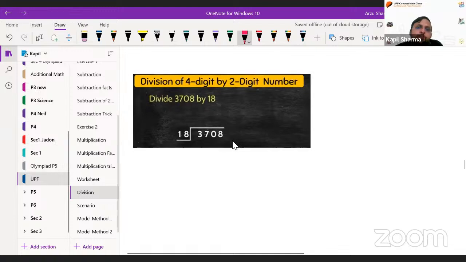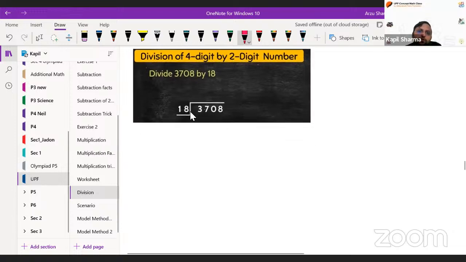Okay, now we have to divide a 4-digit number by a 2-digit number. So we need to divide 3708 by 18. Try this.